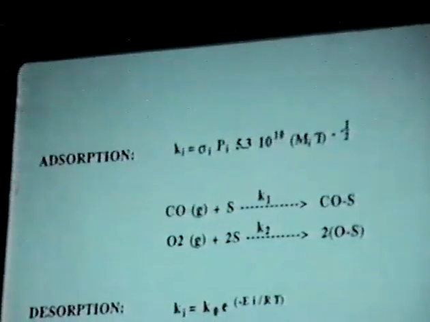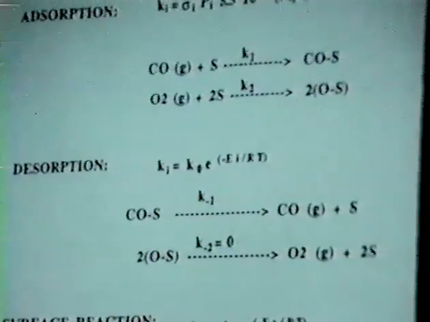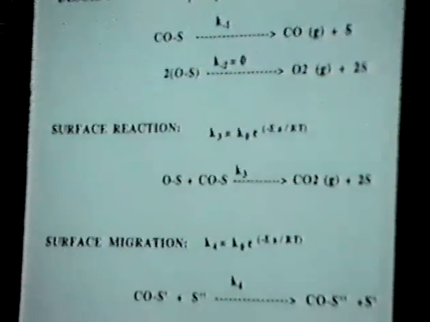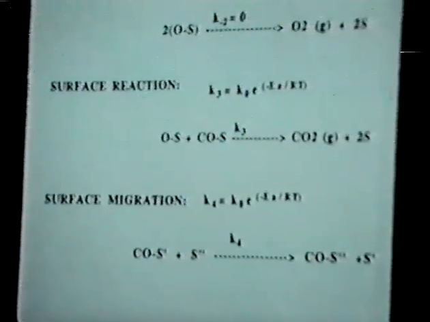First of all, the mechanism of the reaction is well understood, and we also know the rates of the various steps. So in terms of elementary steps, we are considering adsorption of CO, adsorption of oxygen and dissociation, desorption of CO, while oxygen will not desorb, surface reaction between adsorbed species, and also we are adding migration of CO from one site to another as a possible pathway.